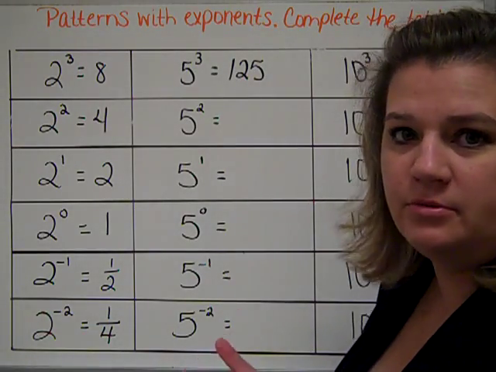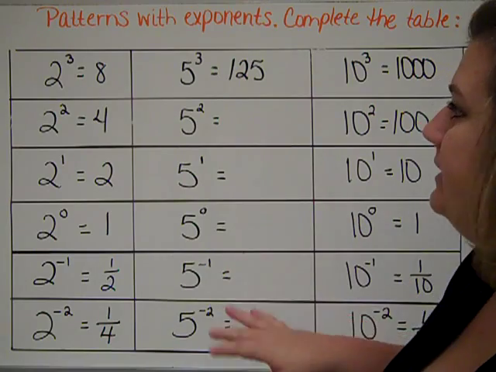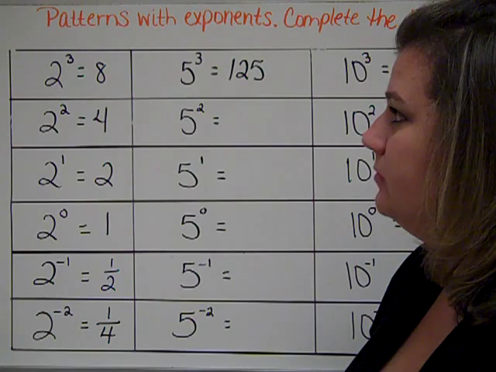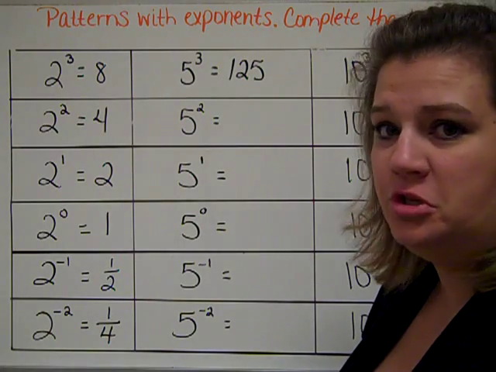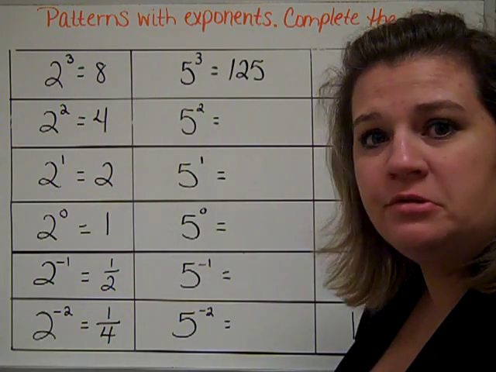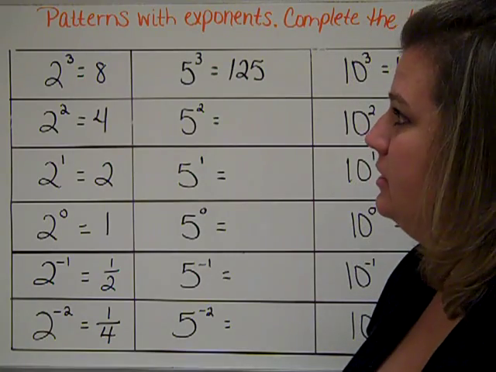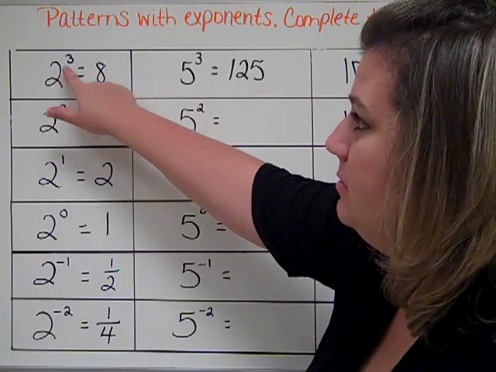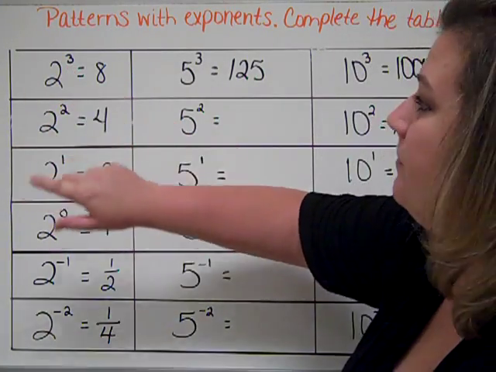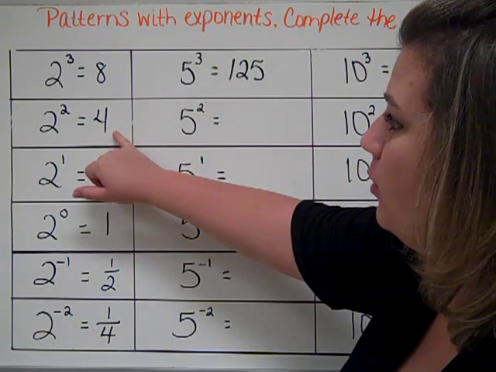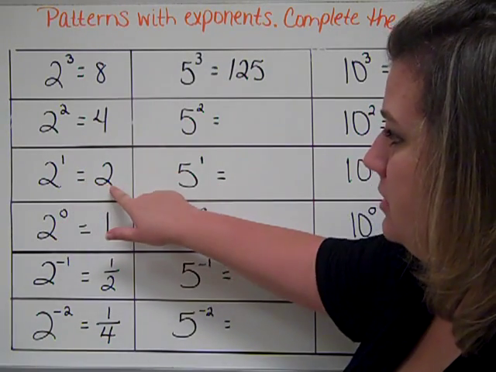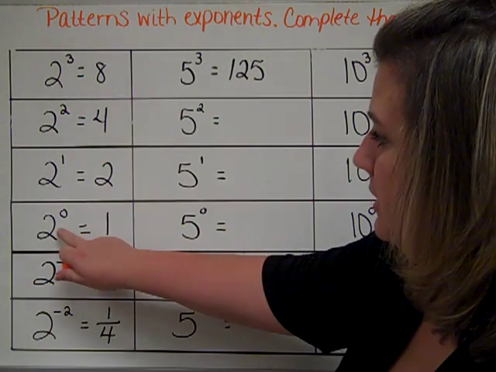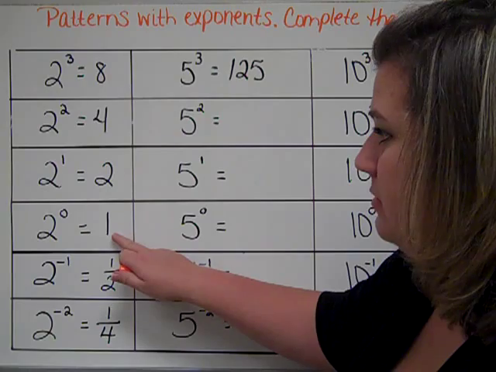So let's look at some patterns with exponents. Let's complete this table. You notice here I have 2 to the third, and that equals 8. Remember, 2 times 2 times 2. 2 is the factor, and that is being multiplied. The exponent is telling the base to multiply that many times. 2 squared is 4. 2 to the first is 2. Also, notice that when we get down to 2 to the 0, that equals 1.